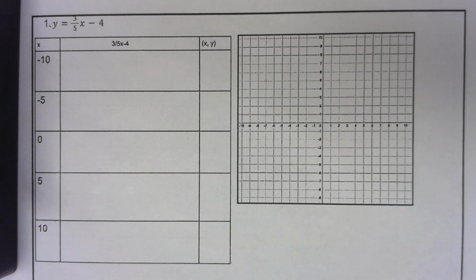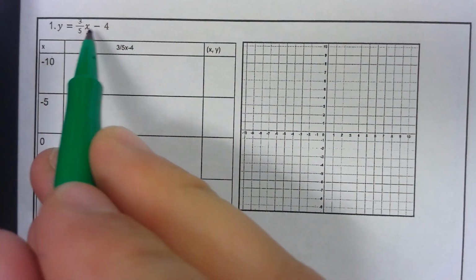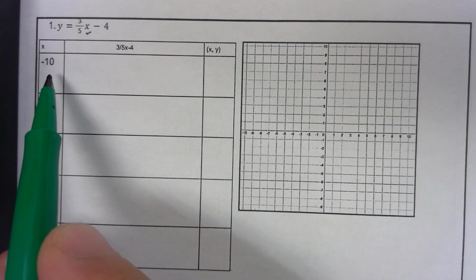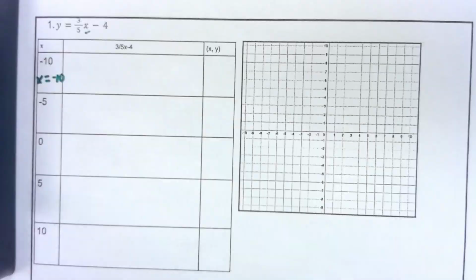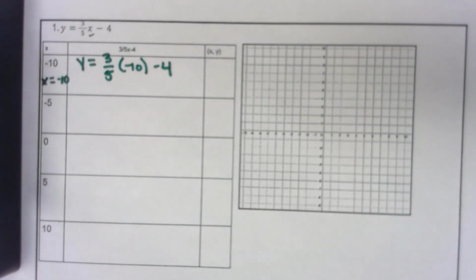What's tricky about this one is we have fractions. So I'm going to teach us how we can do this with the fractions. Right now, I have my equation, y equals 3/5 x minus 4. If I know that x is -10, that's what this is saying right here. X is -10. So I'm going to replace the x in the equation with -10. So this is y equals 3/5 times -10 minus 4.